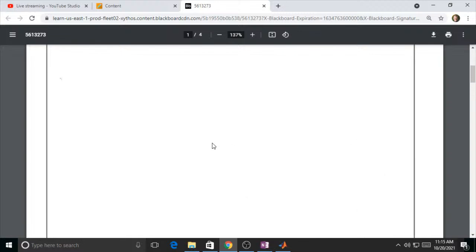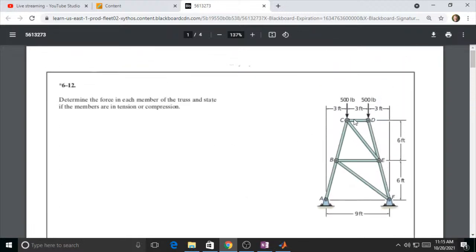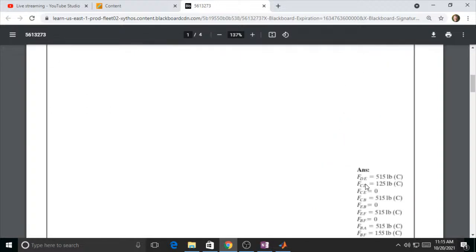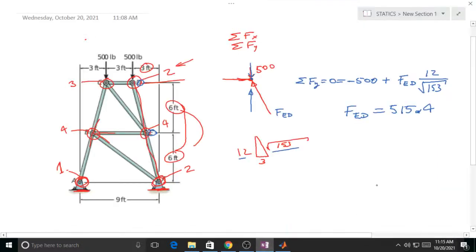That's DE. Was that the DE? See right there, you can check them as you go. So there's your 515 compression, obviously. Let's take a look at what the compression here indicates, how you indicate that.